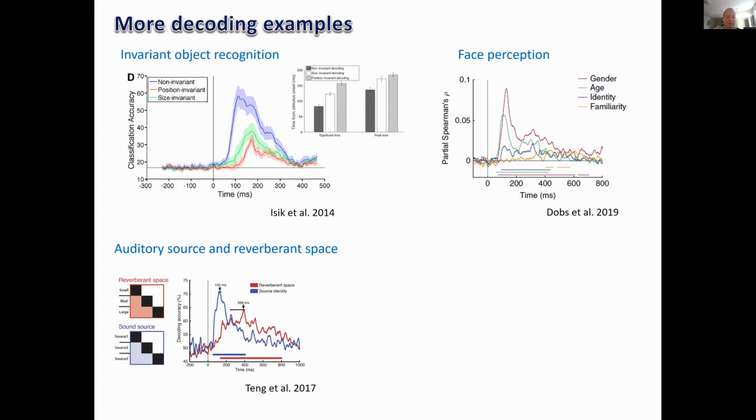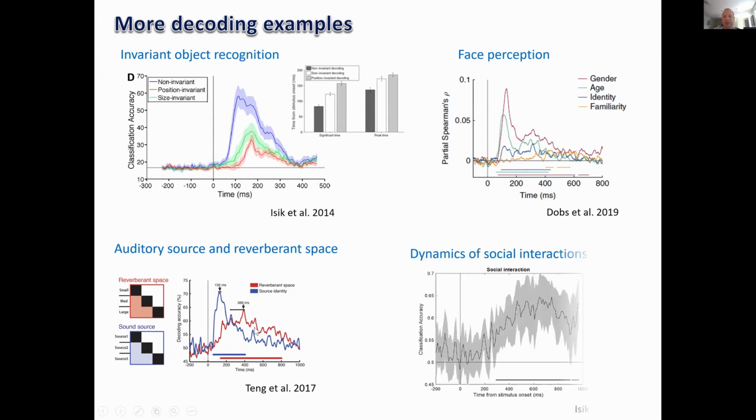And it's not only vision, but we can decode other stimuli as well. For example, here, auditory stimuli coming from auditory sources in different spaces. So we can decode both the source and the space. And we can even decode more complex ideas, such as social interactions, meaning you see images where subjects are interacting with one another versus attending to different tasks, and you can actually decode such conditions.